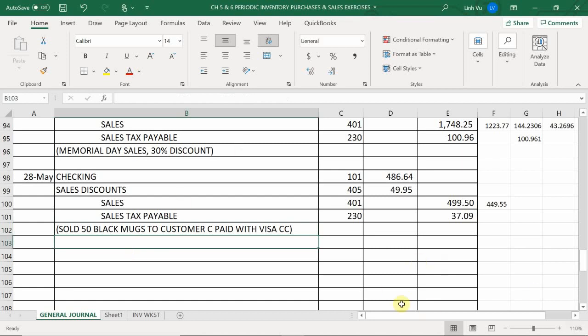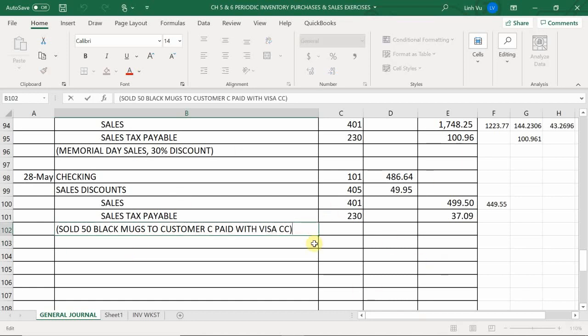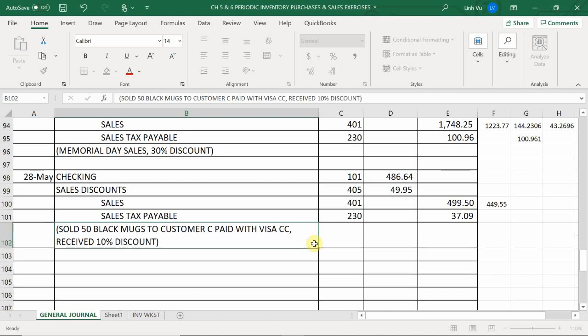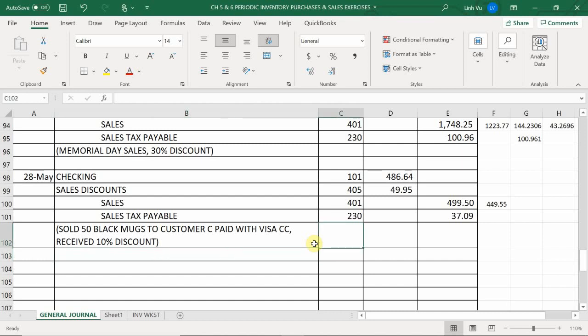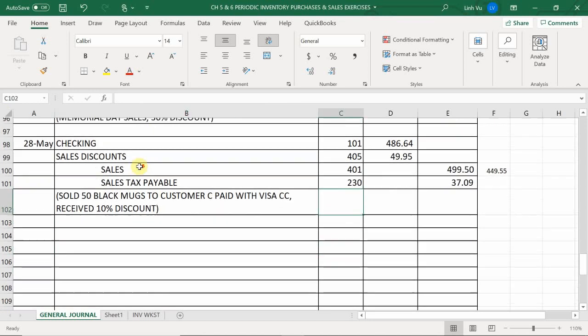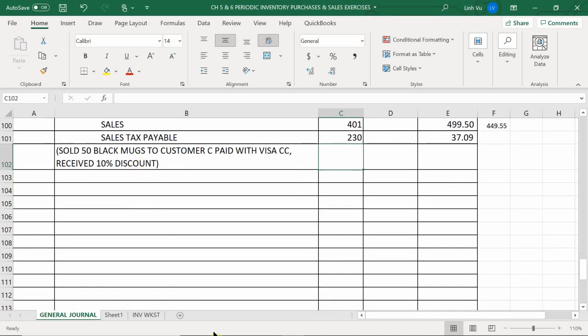And then also, you want to make a note that they received a 10% discount. Okay. So there you go, and that is it for that transaction there.